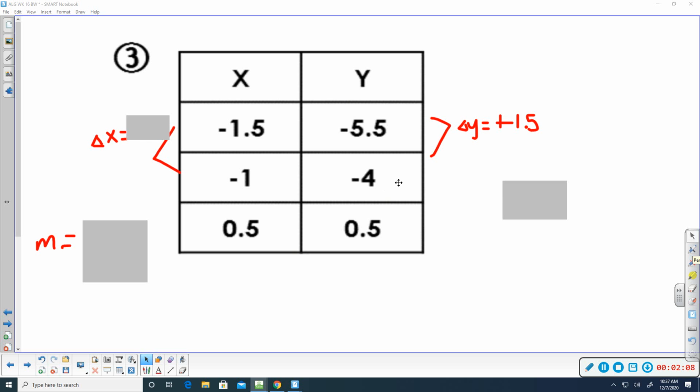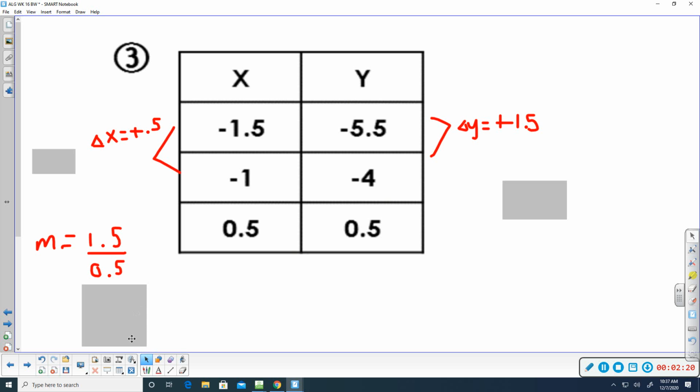So our change in y is 1.5. Then the change in x, we figure out to get from -1.5 to -1, what are you going to do? You add 0.5. So then here our slope is 1.5 over 0.5.